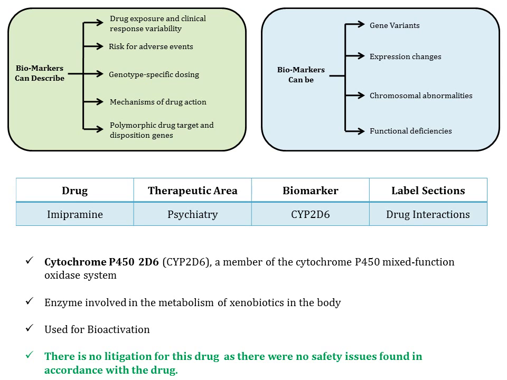The biomarker for the drug imipramine is CYP2D6, which is labeled under the section of drug interaction. CYP2D6 falls under the class of cytochrome P450, which is a mixed function oxidase system. This enzyme is involved in the metabolism of xenobiotics in the body. So we would like to see what xenobiotics are. Xenobiotics are substances which are not actually meant to be present in the body, but are present in the body. They are used for bioactivation.